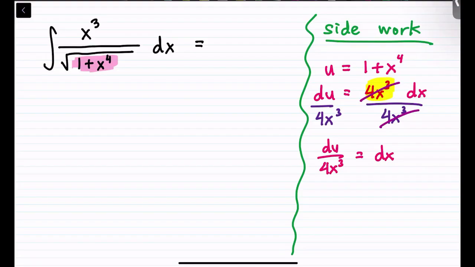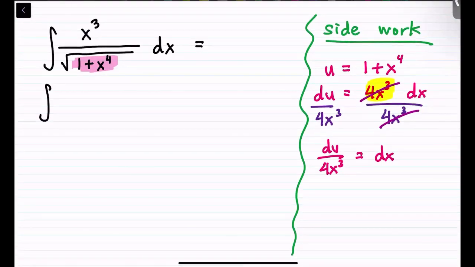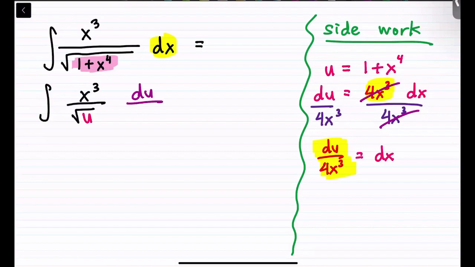Now going back to my main work here, I'm going to rewrite my integrand so that it is written in terms of u. So this becomes x cubed over the square root of u, and then dx just becomes what we had written here in our side work. So dx becomes du over 4x cubed.